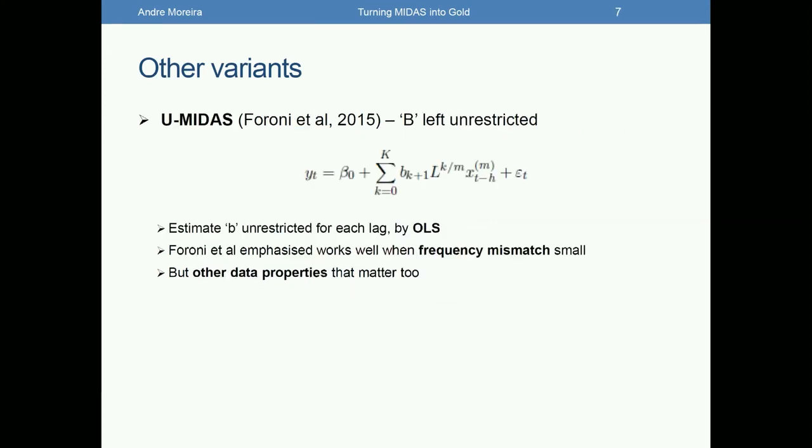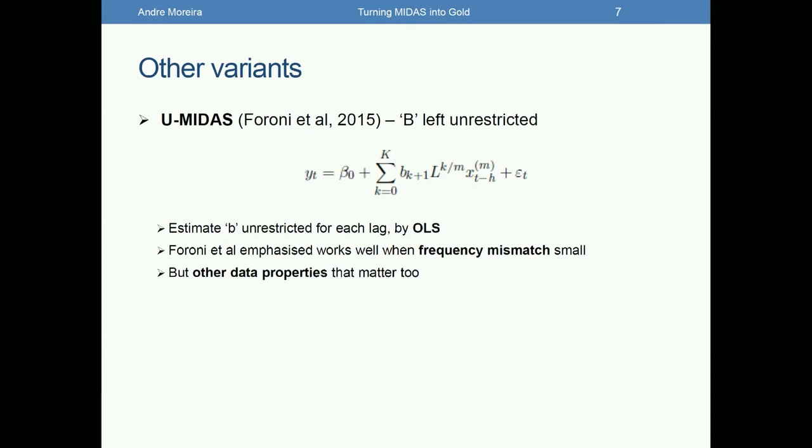Another limiting case is just to do away with the restriction altogether and estimate your mixed frequency regression by estimating individual coefficients for each of the monthly lags. That's what's called unrestricted MIDAS. In the literature, that's been shown to be quite competitive and potentially outperforms standard MIDAS approaches, particularly when the mismatch in the frequency between the left-hand side and the right-hand side variables is relatively small. So quarterly to monthly would be one example of that.